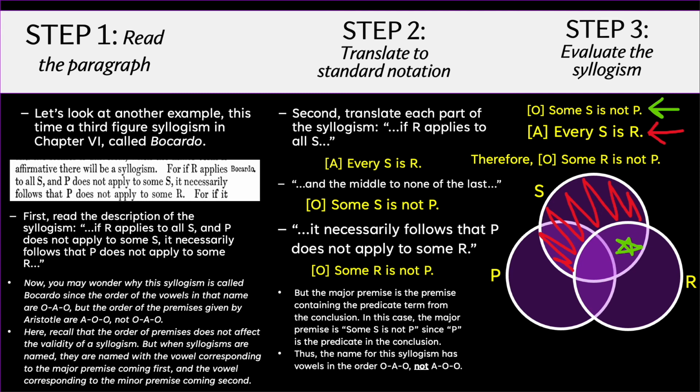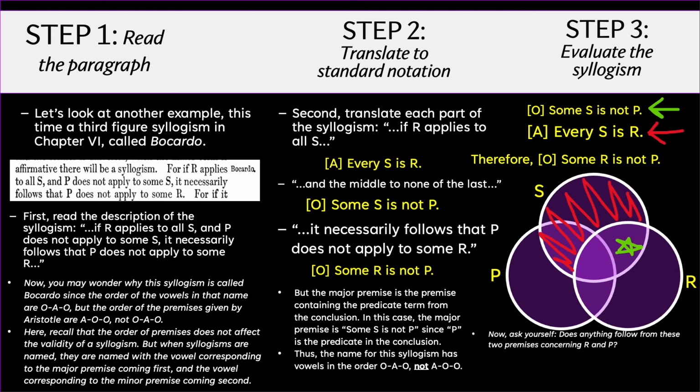And so I have two options. I could put the star inside of the S circle where it overlaps with the P circle, or inside of the S circle where it's outside of the P circle. I want to put it in the part of the S circle that's outside of the P circle in order to illustrate that some S is not a P. So if I put it in the other part that remains of the S circle, I wouldn't have illustrated that some S is not a P. So I want to put a little star in the S circle but outside of the P circle in order to illustrate some S is not P.